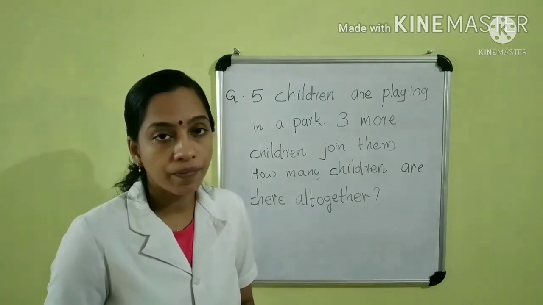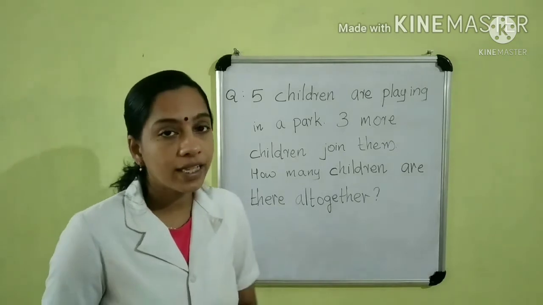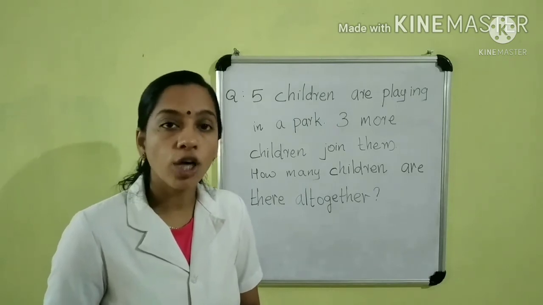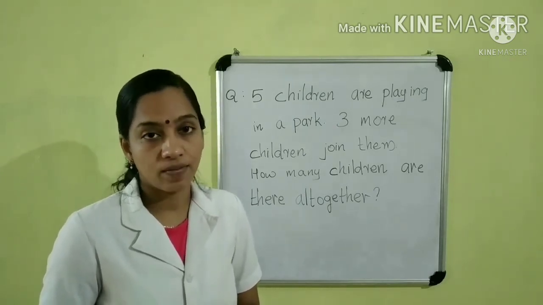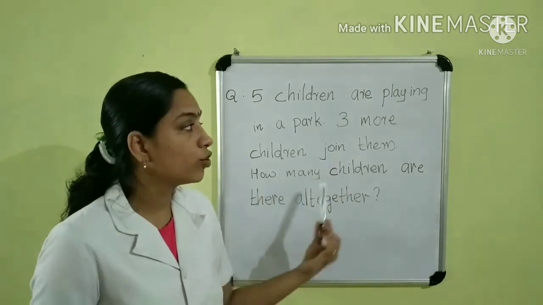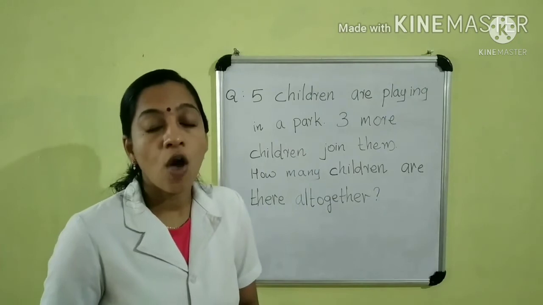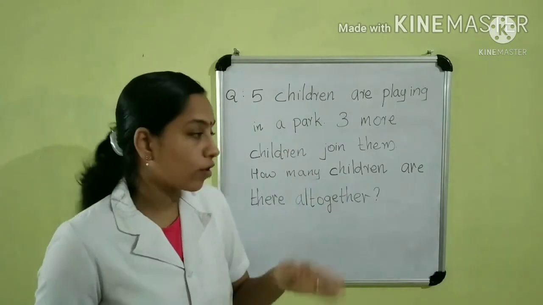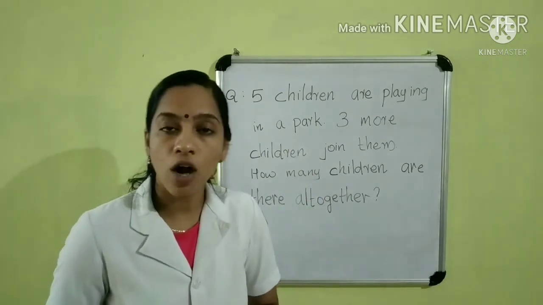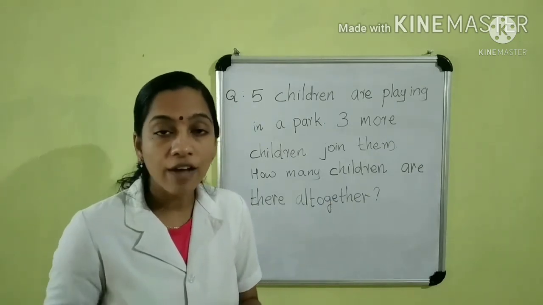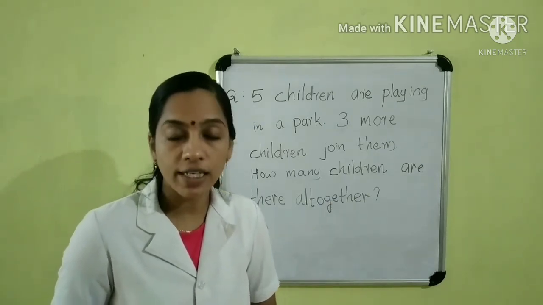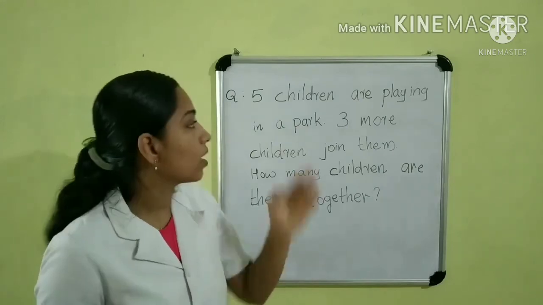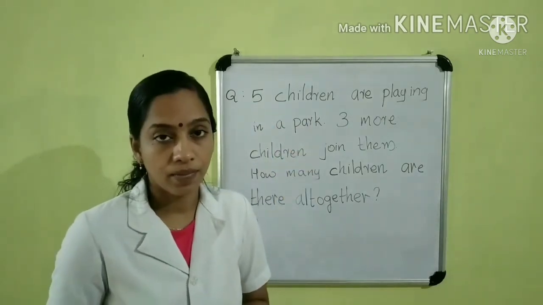What we need to find out here? Children, see the word altogether? I told you before, the words such as altogether, in all, total, sum imply addition. So, here we have to add the numbers. What numbers to add? 5 and 3. Our question, how many children are there altogether? Which means we have to find out the total number of children in the park. That is, we have to add the number 5 and 3.